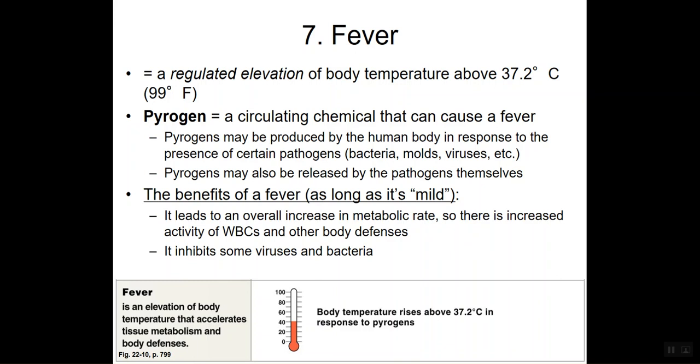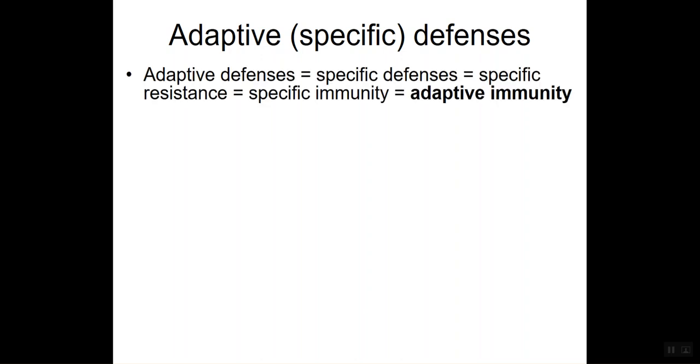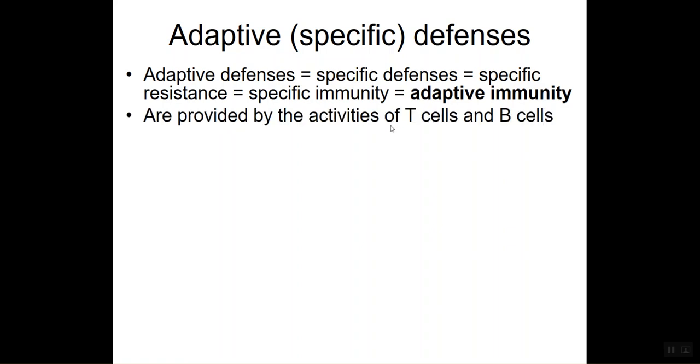All right, that is a wrap on the non-specific defenses. And the last part of this particular lecture that I wanted to do is just at least introduce the adaptive or specific defenses. We won't get into the details of them in this lecture, but let's just make sure that we're feeling good about this terminology again. So again, the word specific and the word adaptive are pretty much interchangeable in this context. As we've talked about before, you need T cells and B cells to have adaptive or specific immunity.